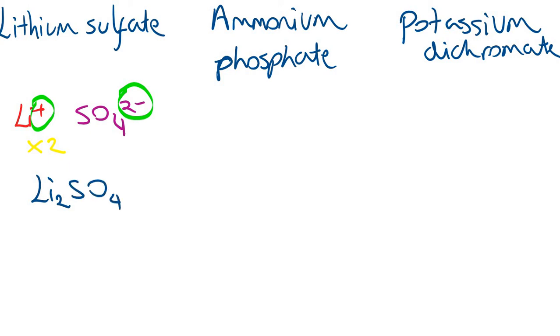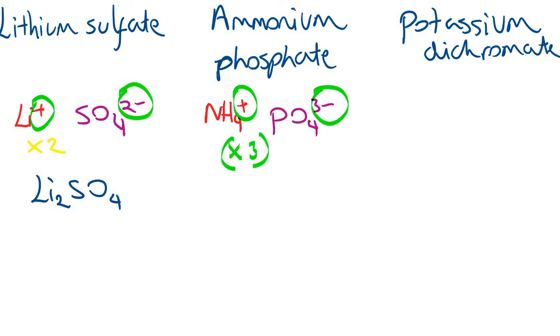Now we're going to look at a more complicated one. So I'll write down my positive ion, it's the ammonium ion, NH4+. Then I'll write down my phosphate ion, which is PO4 3-. So we look at the charges again. I've got a 1+ and I've got a 3-. So if I want my charges to be equal but opposite, I'm going to need to have 3 ammonium ions.